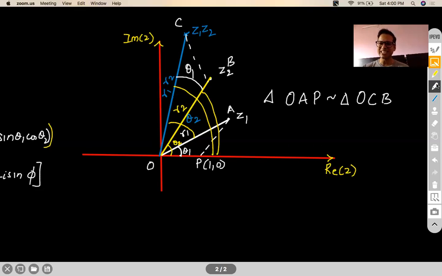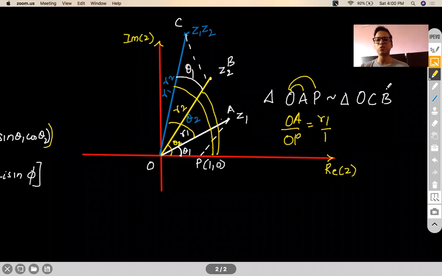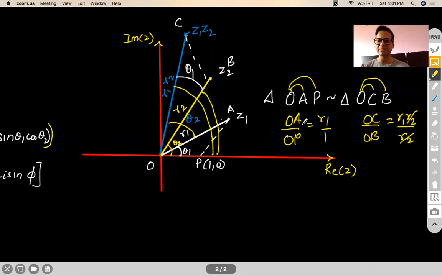Okay. Let me show you something else here. See here. If I take the ratio of two sides, let's say I take OA by OP, what will I get? OA is R1, OP is 1. I will get the same answer if I do OC by OB. So OC is R1, R2. Let me write it over here first. OC by OB. OC is R1, R2 and OB is R2. R2, R2 gone, same thing, R1.